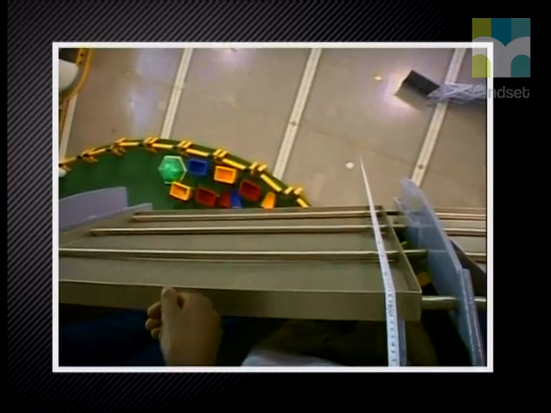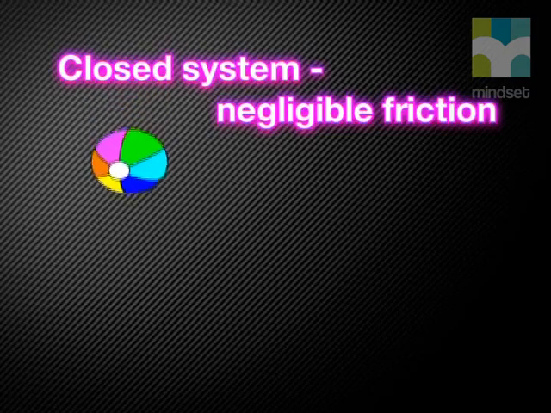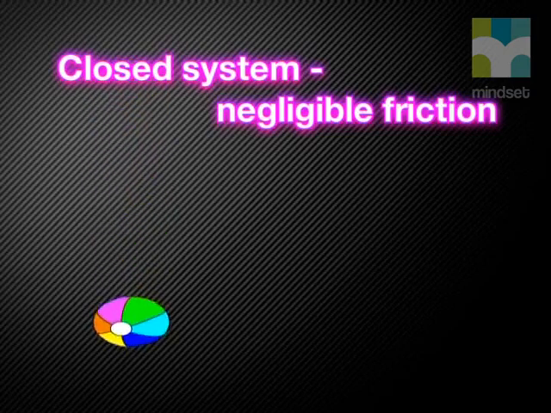Mechanical energy is conserved when the effects of friction are negligible. We call this a closed system. When there is friction, we have an open system.